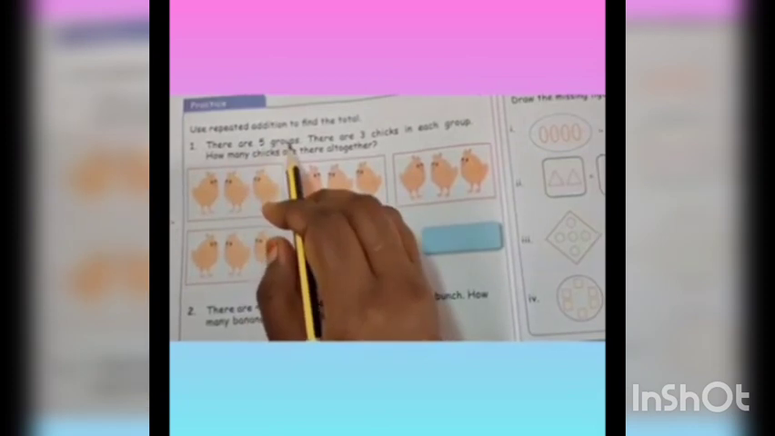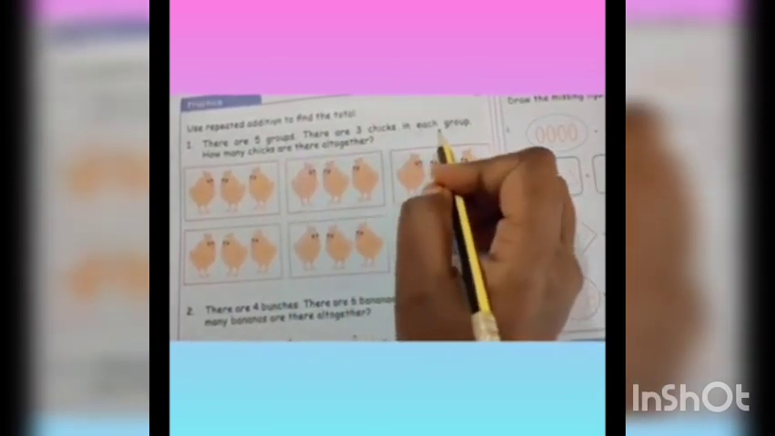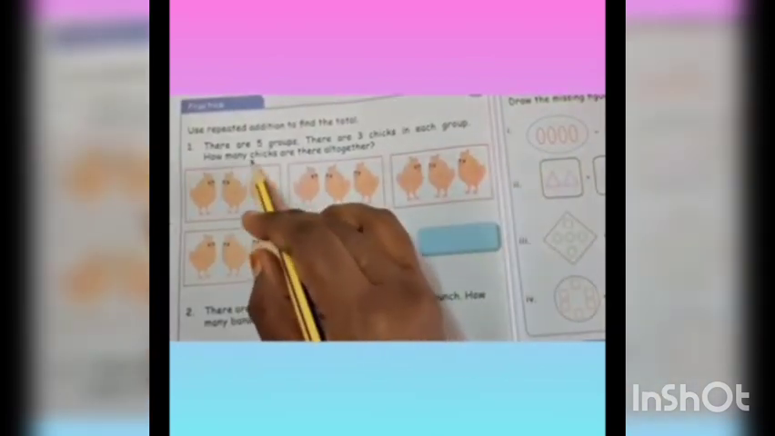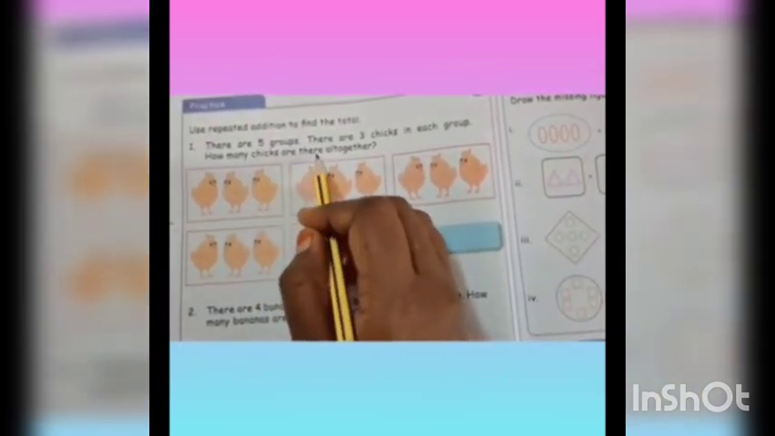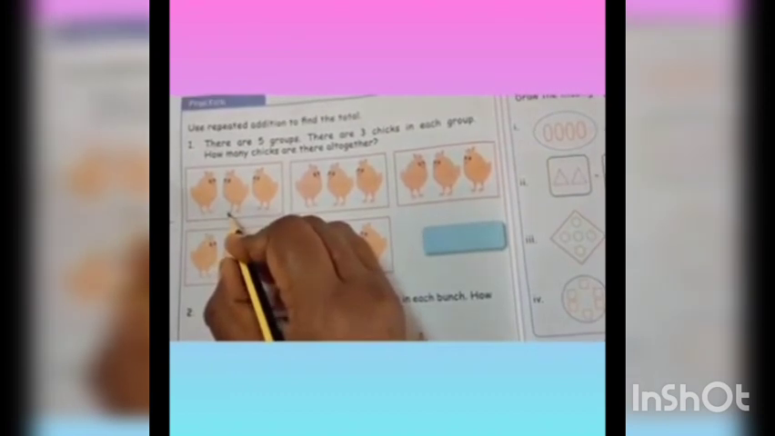We are going to find the total number of chicks. There are five groups. There are three chicks in each group. 1, 2, 3. Three chicks are there in each group, okay? Totally, five groups are there.